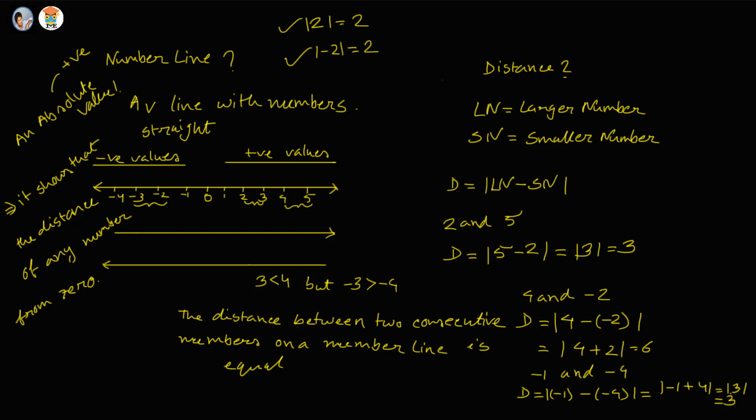Now take the second example where the larger number is 4 and the smaller number is -2. So here this is 4 and this is -2. From 4 to 3 there is 1, from 3 to 2 there is 1. Similarly here there is 1, here there is 1, here there is 1, and here there is 1. So how many 1s are there? 1, 2, 3, 4, 5, 6. So 6 1s are here. Here we also have 6.